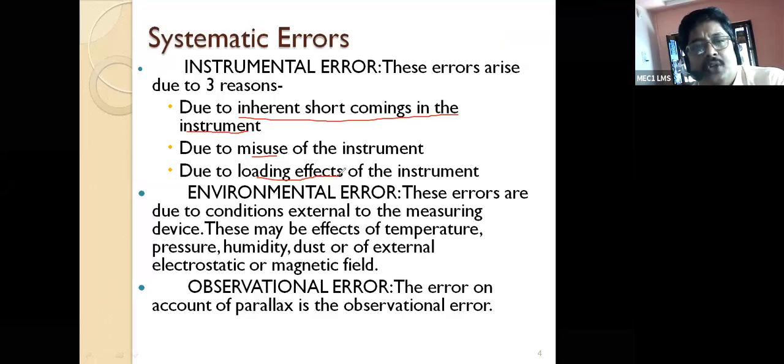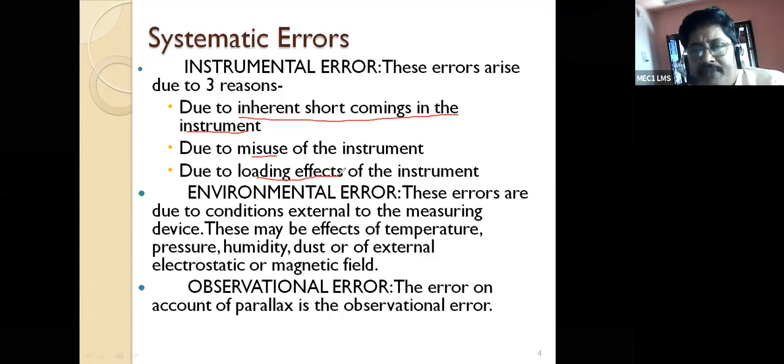Due to misuse of the instrument, whenever we use an instrument, we have to take precautionary measures. If you do not obey the precautionary measures and exceed them, that means misuse. We are misusing the instrument. And loading effects, what I said, due to loading effects, that is nothing but the fluctuations in the voltage.